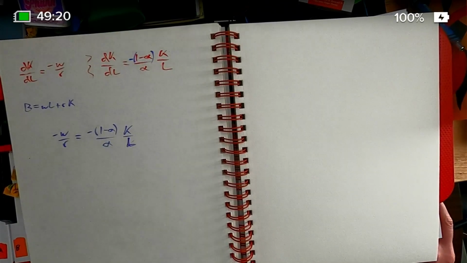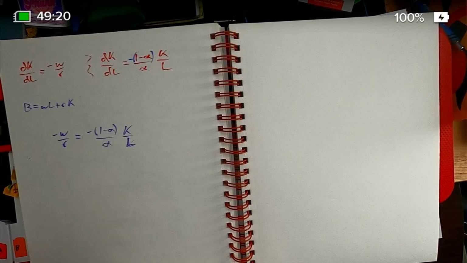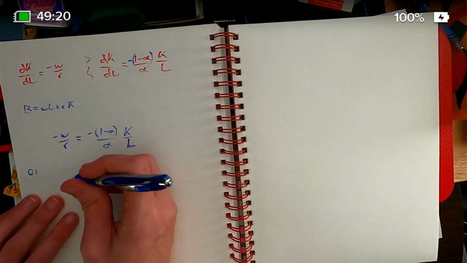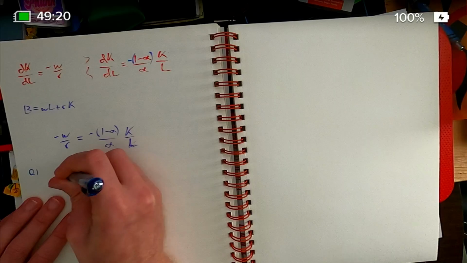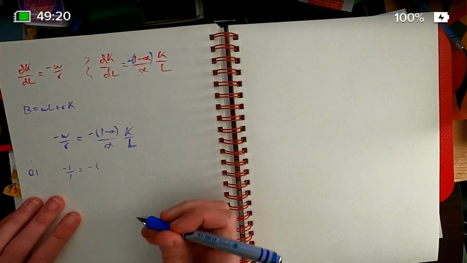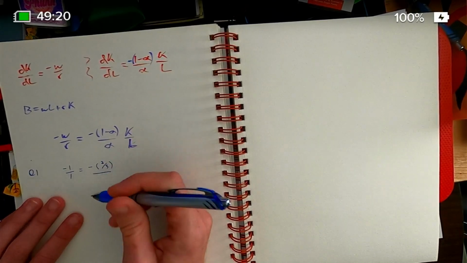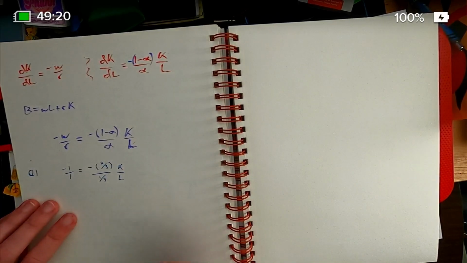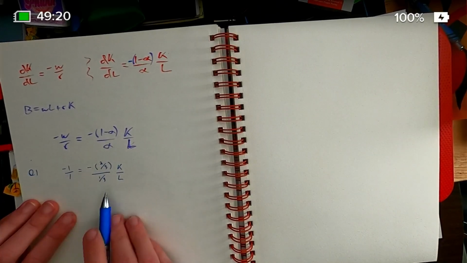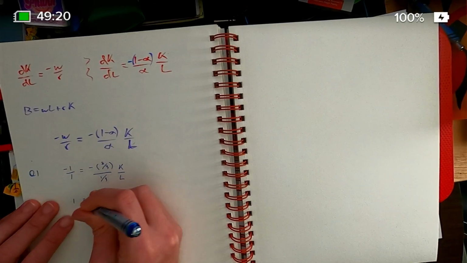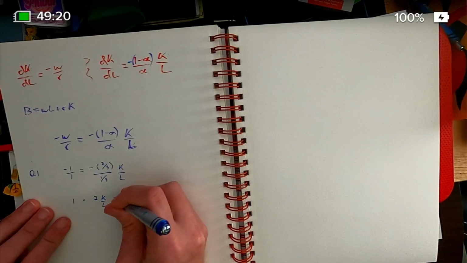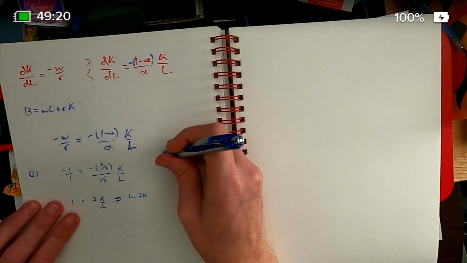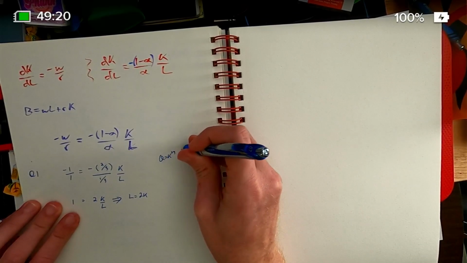So I've got the numbers in front of me. There we go. So for question 1, alpha is 1/3. W is 1, R is 1, so we've got negative 1 over 1 equals negative (1 minus 1/3, which is 2/3) over an alpha of 1/3 times K over L. These negative signs, they're going to cancel. This is just 1. This is going to be 2 over 1. So we've got 1 equals 2 times K over L, which means we cross multiply and we get L equals 2K. Now this was for Q equals K to the 1/3, L to the 2/3.